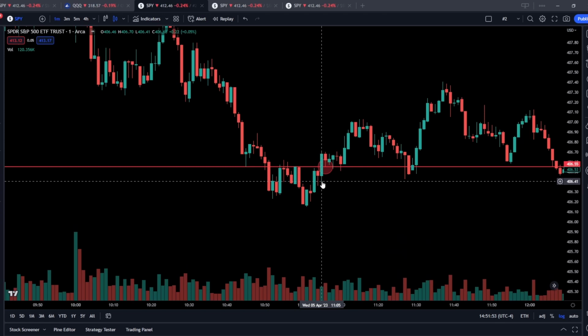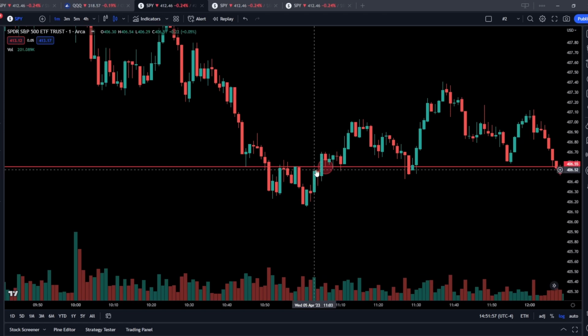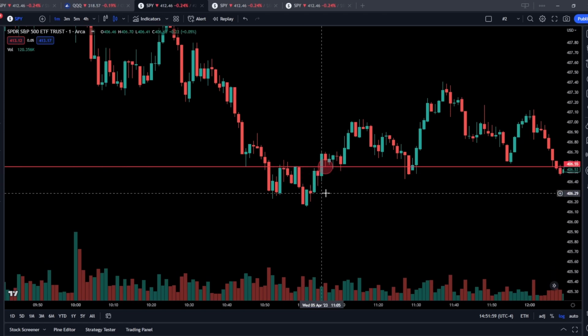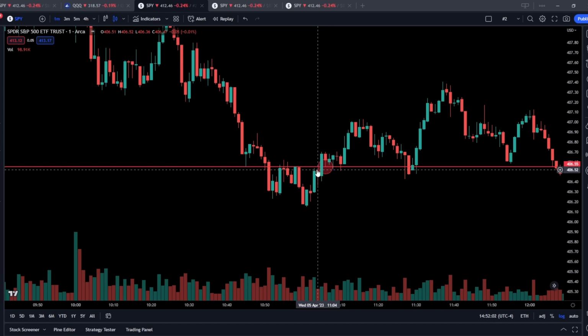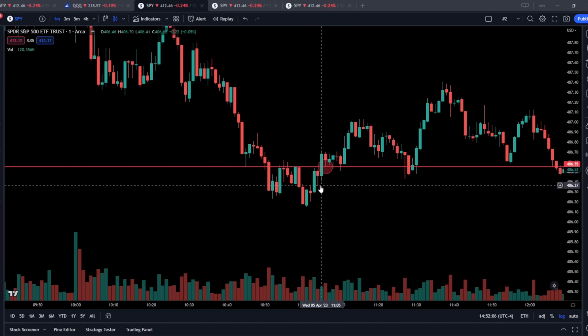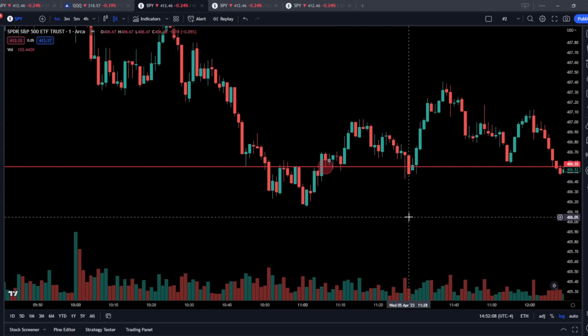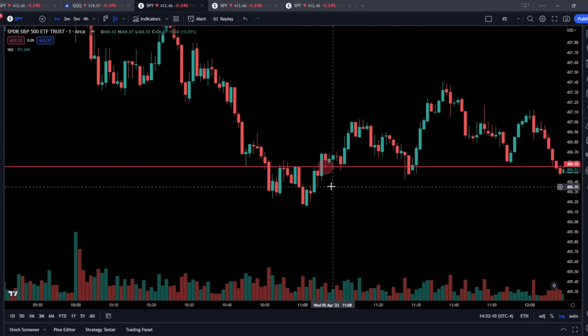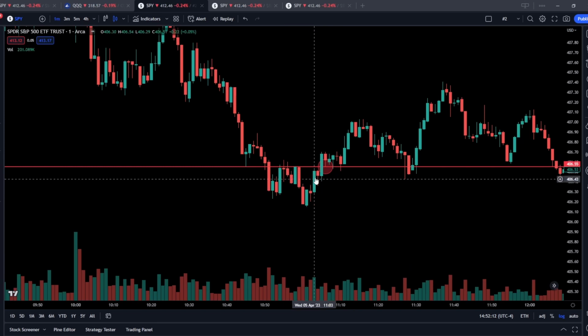If that's a little too risky for you, you can use this resistance right here. So you can use the previous candle's resistance wick, or for the downside, the previous candle's support wick. But usually the rule that I go by is the wick of the candle that pushed us through.